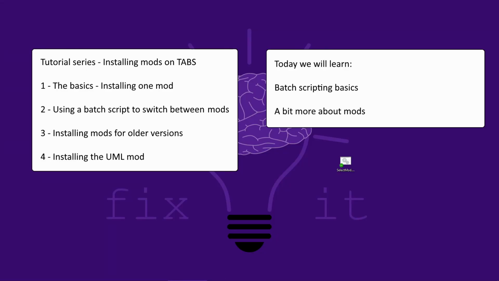This is the second part in my series on how to install mods in Totally Accurate Battle Simulator, TABS. We will build on the directory we created in the first tutorial. This time I will show you how to make a batch script that makes it possible to switch between mods using just one directory instead of making one 4 GB directory for each mod. I will use a batch script to do this, and you will find it in the description.